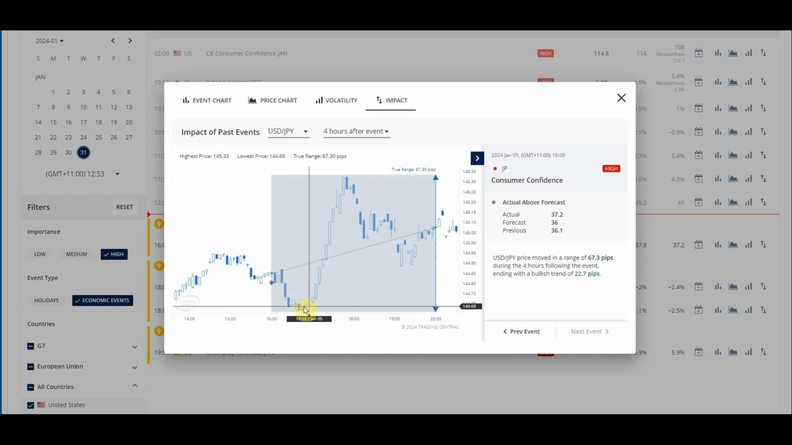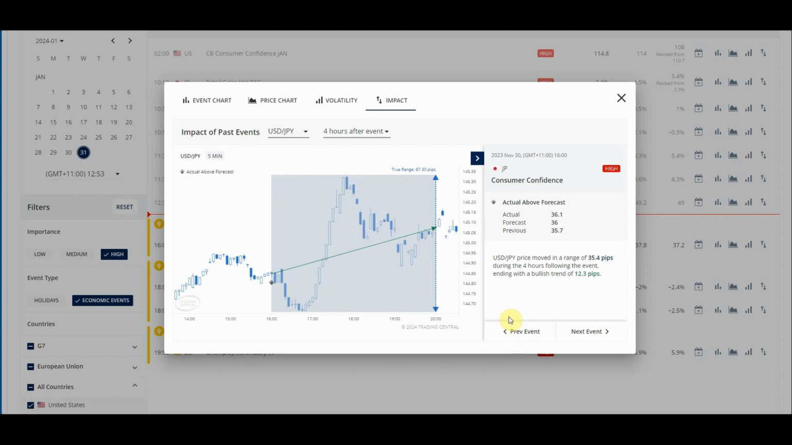So if you waited all the way down here, you got in somewhere at this point as it started to build a bit of strength at these bars here and then turn around, you might have been able to get sort of 40 or 50 pips out of this particular setup.